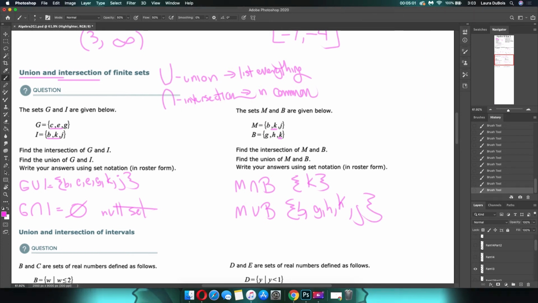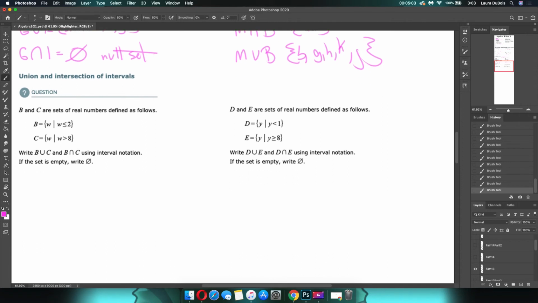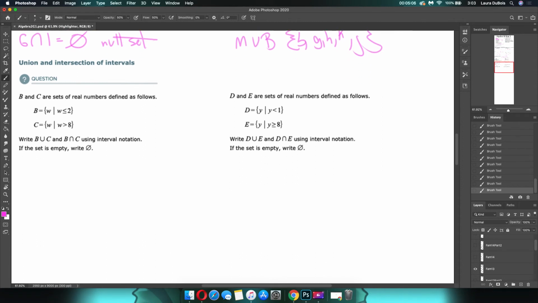And now to round ourselves off, last topic. B and C are the sets of real numbers as defined as follows. Write B union C and B intersect C using interval notation. This is one where it's actually a little bit easier to set it up on a number line visually. We know that we have a 2 and we know that we have an 8. 2 is closed and then we are less than, so we're squiggling this way. B is open and it's greater than, so we're squiggling that way.